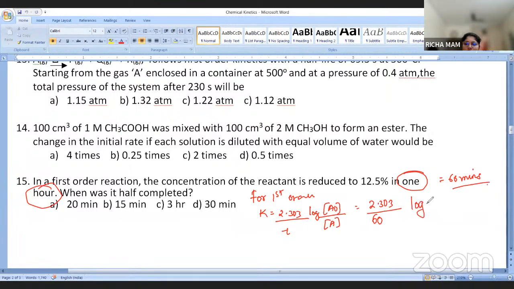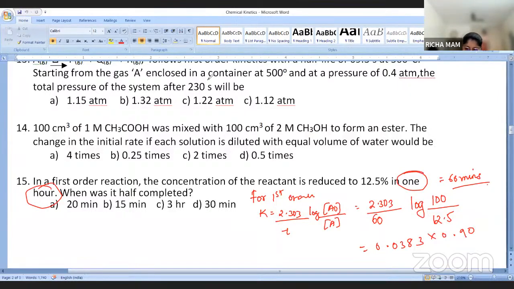So log of, the initial concentration is 100, and the final is 12.5. So it is reduced to 12.5. So find out 2.303 divided by 60, that is 0.0383. And 100 by 12.5 is 8. Okay, and log of 8 is how much? Log of 8 is 0.90.